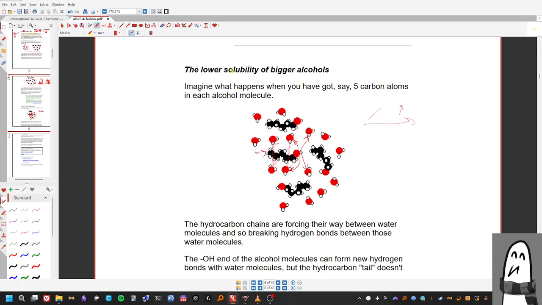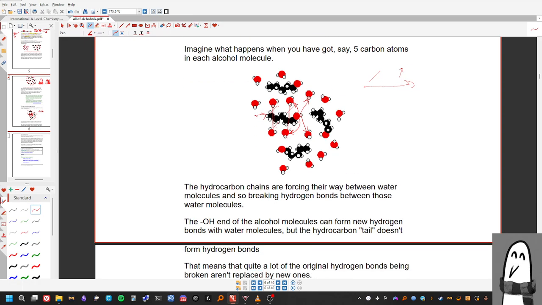Sorry, I didn't really read this part, but this is the explanation for bigger alcohols, lower solubility. So yeah.